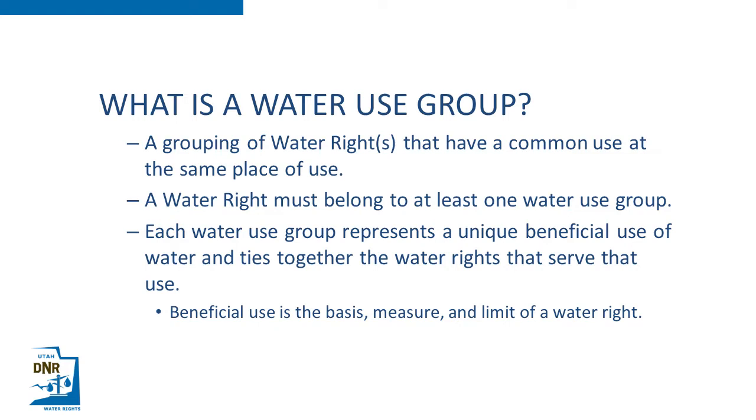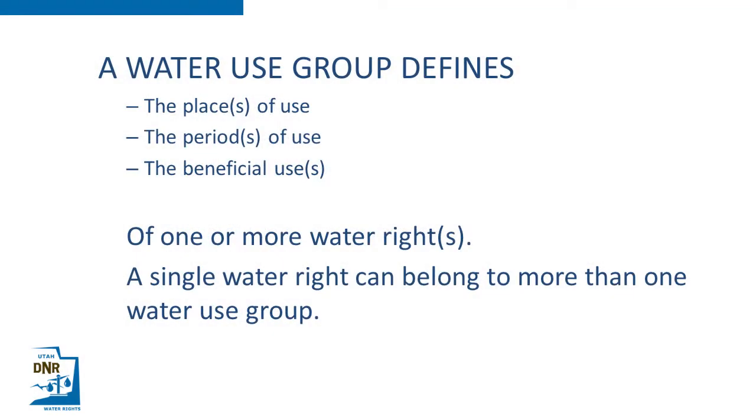All water rights have a specific beneficial use, and each water right is in at least one water use group. Water rights may belong to multiple water use groups. Each water use group represents a unique beneficial use and identifies water rights used to fulfill that use. Water use groups define a place or places of use, a period or periods of use, and beneficial use or nature of use of the water right within that group.